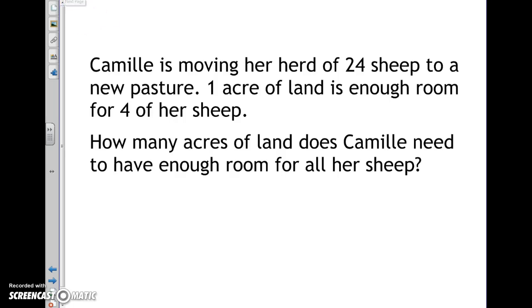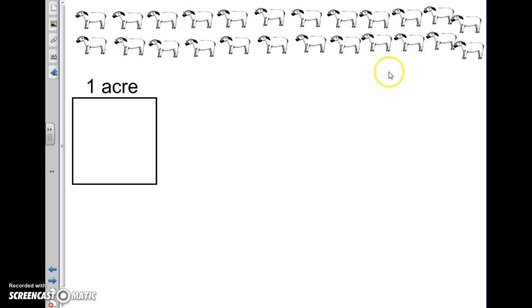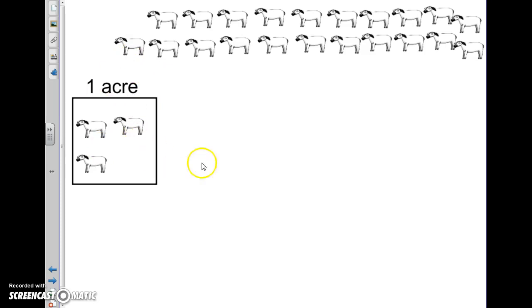All right, so I'm going to actually use some drawing right here, which remember is a really great way to solve word problems. It helps us visualize and really understand what's happening a lot of times instead of just using numbers and operations. So here is Camille's 1 acre. And remember, she can fit 4 sheep into that 1 acre. By the way, I've drawn 24 sheep images here. I'm going to use these 24 sheep to find out how many acres I'm going to need to fit all of them.